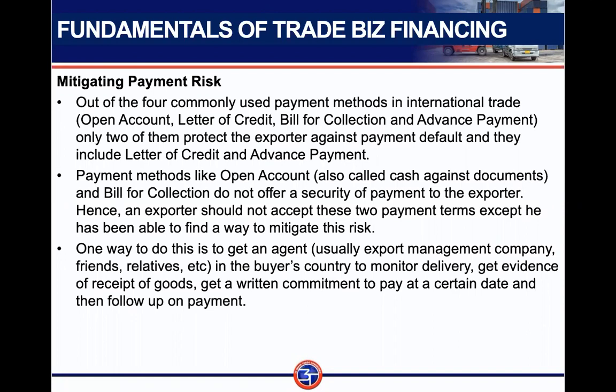The open account, which is also called cash against document, and bill for collection are not secured. So that means if I have a trade transaction where the payment method is open account, cash against document, or bill for collection, naturally a bank will resist.